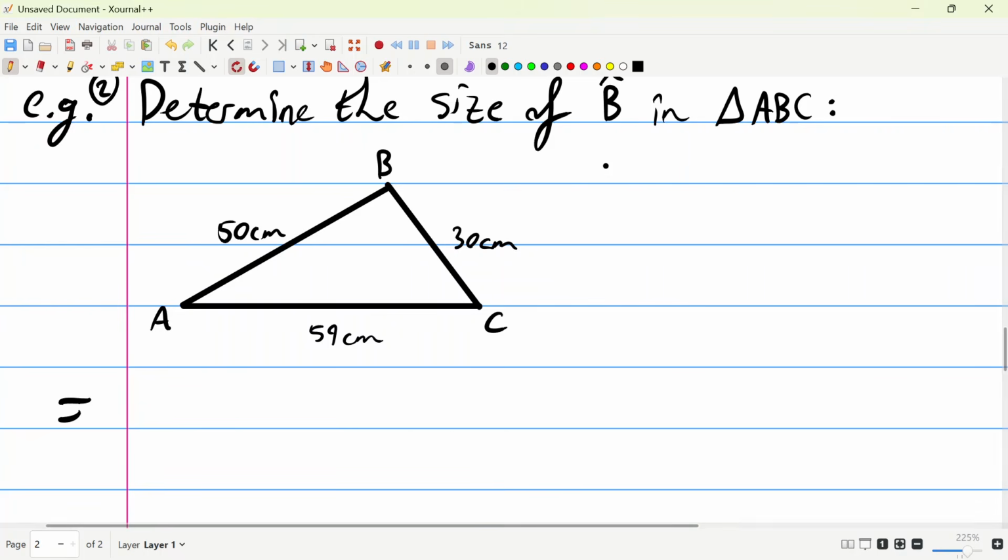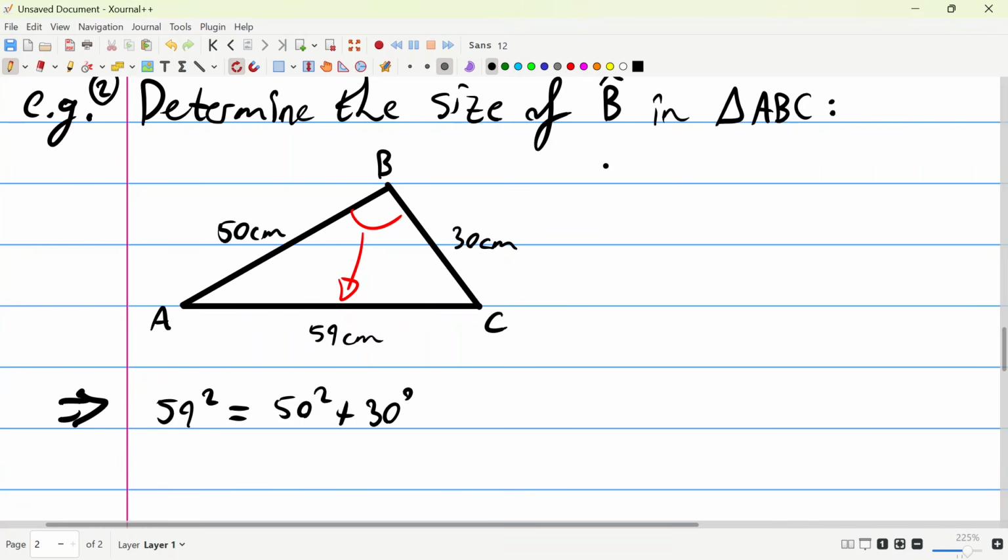So we need to refer back to the formula. We need to find angle B, so angle B needs to be in the equation, and we need to solve for it. And notice that angle B is right here. And the opposite side to angle B is 59 centimeters, meaning that side is going to go on its own. Remember what I said: the angle that you want to find or use with cosine, the opposite side needs to be on its own, but squared. And then you continue the Pythagorean theorem with the other two sides, which is going to be 50 squared plus 30 squared.